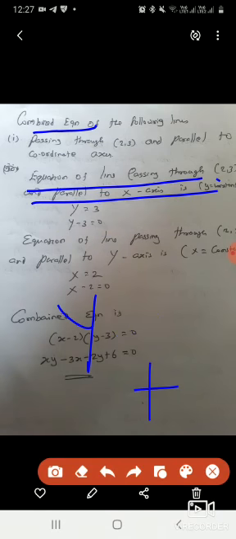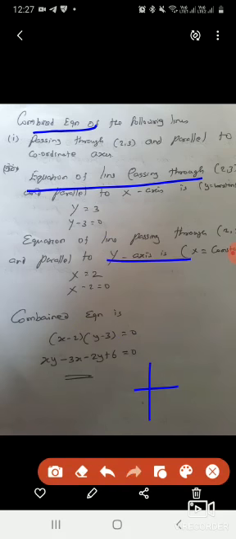Second, next one, equation of the line passing through the same point and parallel to y-axis. Parallel to y-axis means x is equal to 2. x is a constant. x is equal to 2. x minus 2 is equal to 0. It is another one. Now the combined equation is, we are going to multiply these two and open the bracket. We are going to get the combined equation.